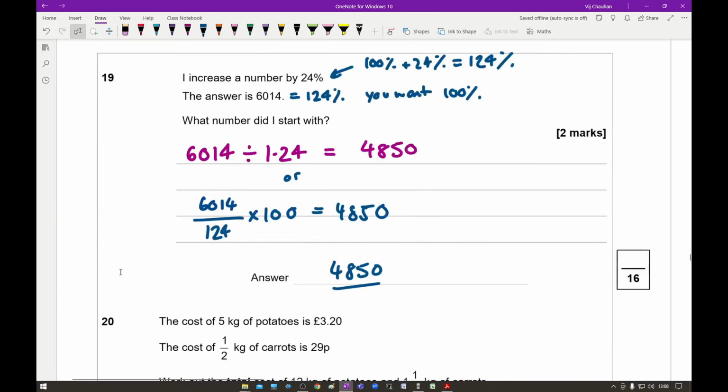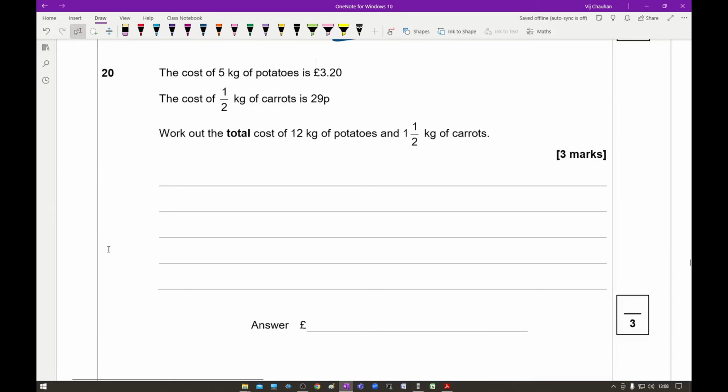Moving on to question 20, it says the cost of 5 kilograms of potatoes is £3.20 and the cost of half a kilogram of carrots is 29 pence. Work out the total cost of 12 kilograms of potatoes and 1.5 kilograms of carrots. So for this, what we need to do first is work out the two separate amounts.